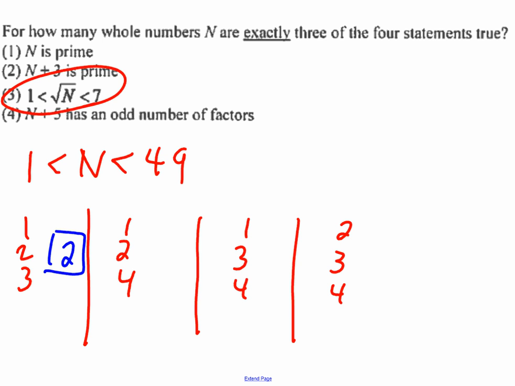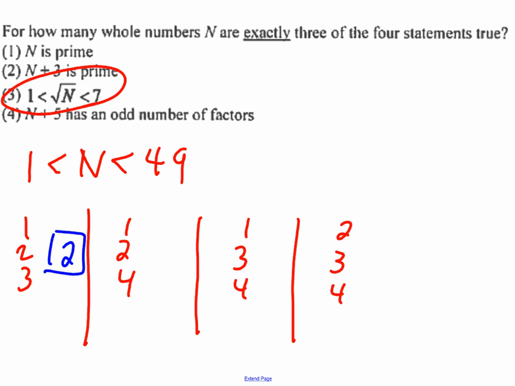If we look at the last statement, 2 plus 5 is 7. 7 has 2 factors, 1 and 7. So all prime numbers have only 2 factors, 1 and themselves. So we have one number so far that works.